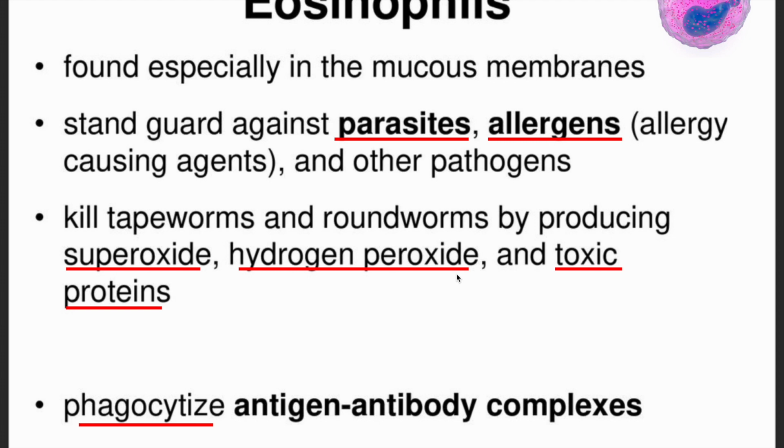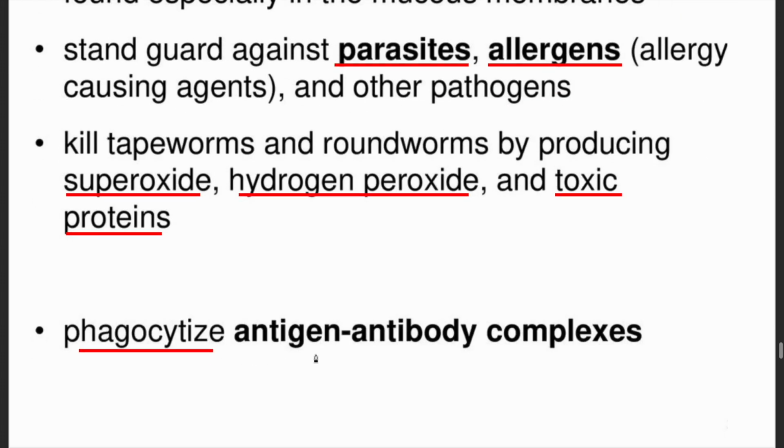Now let's move to the eosinophils. Whenever you hear eosinophil, think of parasites. It is specific to parasites and allergens. It eliminates allergy. How does it kill the parasites? By using superoxide, hydrogen peroxide, and toxic proteins. It also phagocytizes antigen antibody complexes.